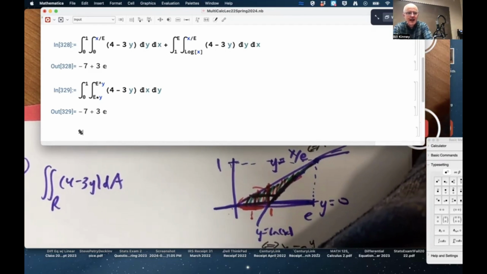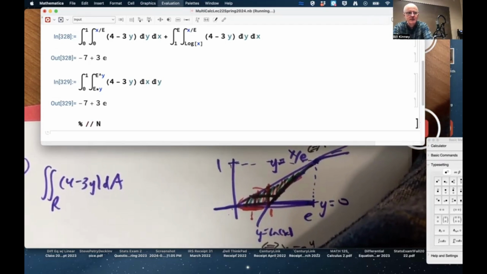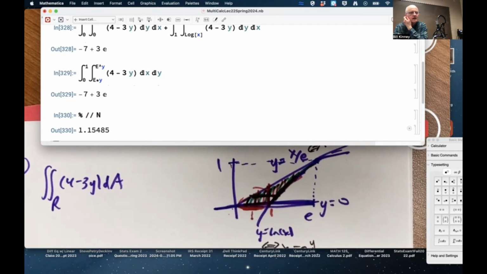So if that were the case, then this number 3e minus 7, which is about 1.15, would represent the total mass of this sheet of metal. Again, if the units for the density function were grams per square centimeter, then the units for the answer here would be in grams.